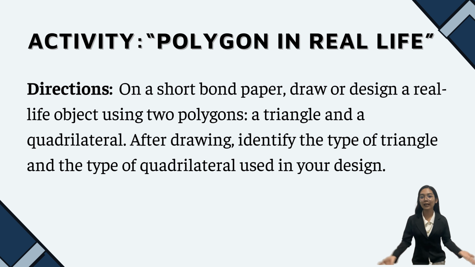Let's look at our activity, Polygon in Real Life. The direction is, draw or design a real-life object using a triangle and quadrilateral and identify their types. So class, you will need a short bond paper for this. Who has an idea of what object they want to draw? A house? Correct, class. You need to label which type of triangle and quadrilateral you use.